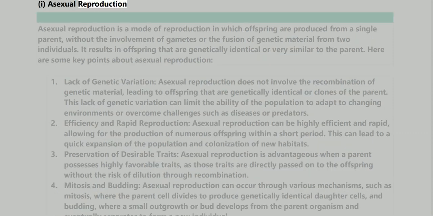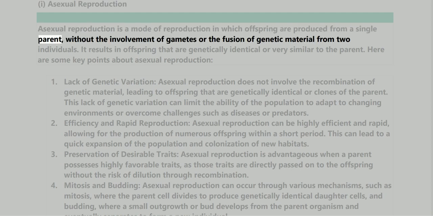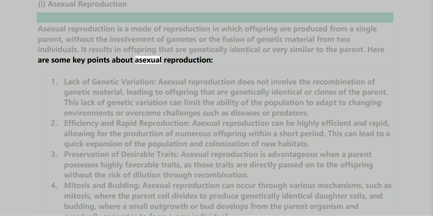Asexual reproduction. Asexual reproduction is a mode of reproduction in which offspring are produced from a single parent, without the involvement of gametes or the fusion of genetic material from two individuals. It results in offspring that are genetically identical or very similar to the parent. Here are some key points about asexual reproduction.